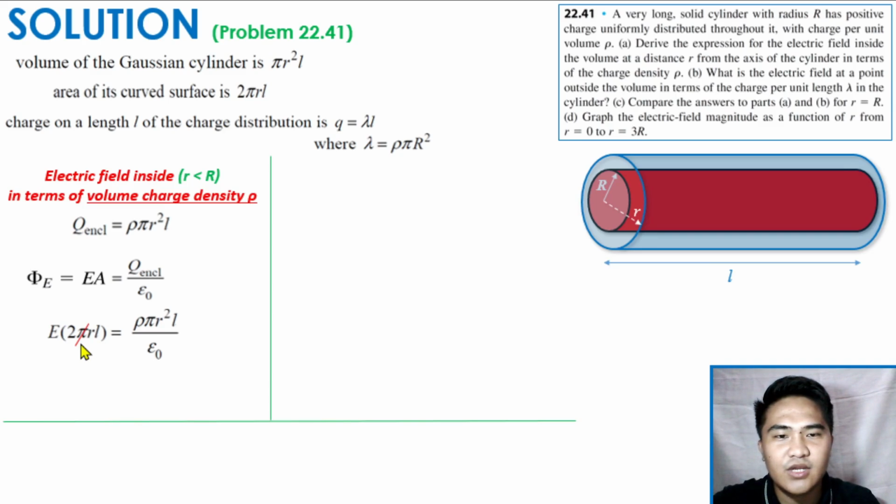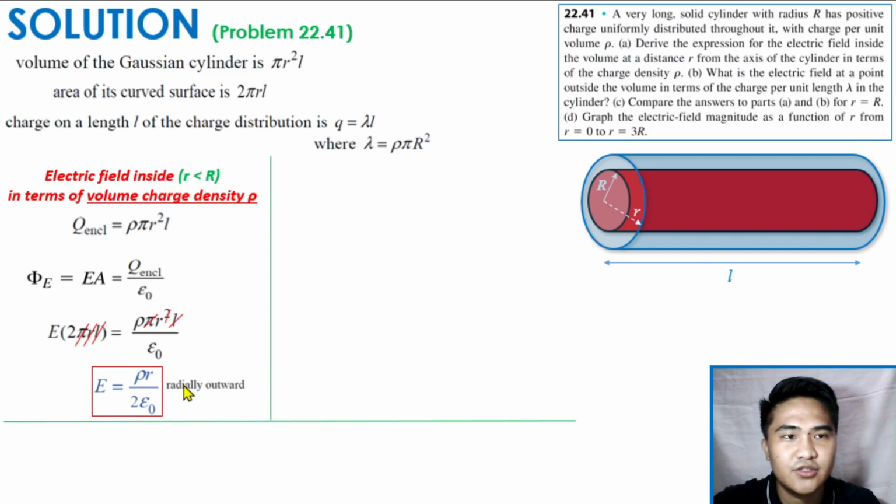So we will cancel pi on the left side and the right side, as well as the r and the L. Rearranging this equation, when we cancel these variables, we will have electric field is equal to rho small r over 2 epsilon naught. And the electric field is radially outward because our solid cylinder has a positive charge which is uniformly distributed throughout it.